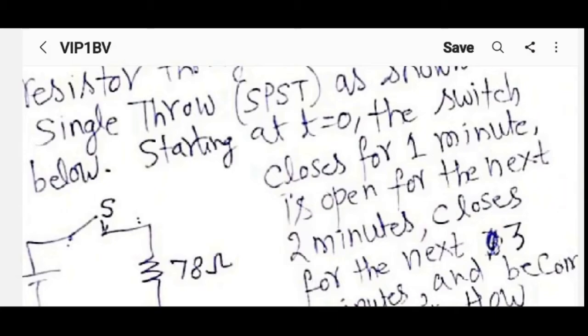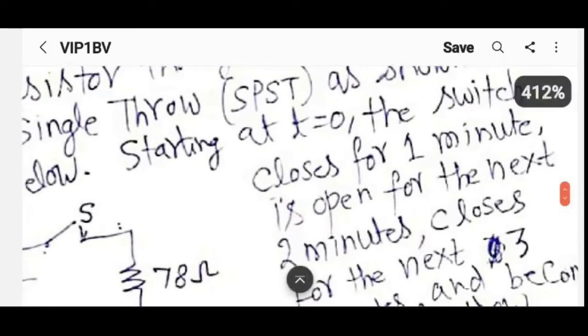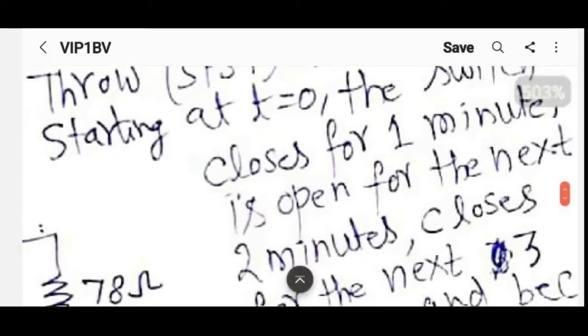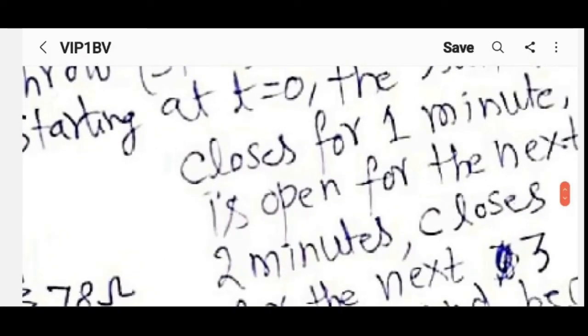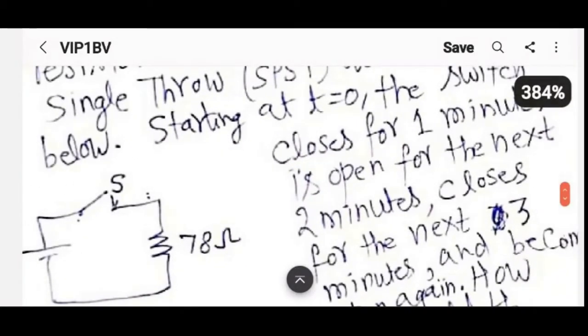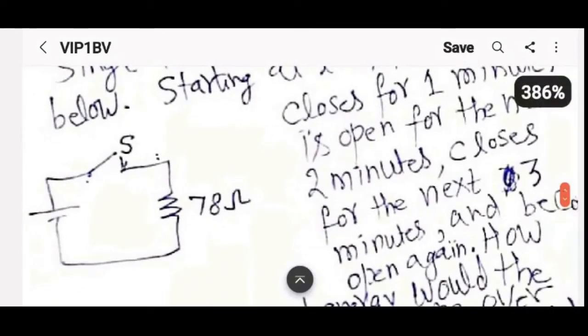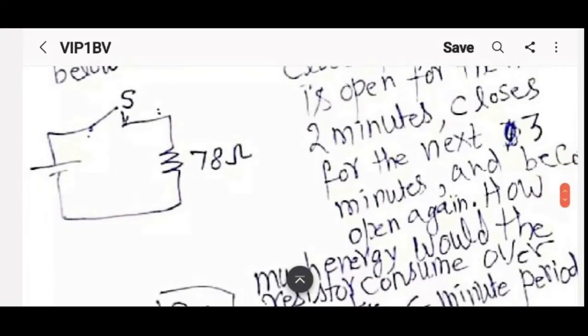At time equal to 0, the switch closes. Initially it was open. Let's assume that in the beginning it was open, and at t equal to 0, the switch closes for 1 minute. That means 60 seconds. Then it is open for the next 2 minutes. That means for the next 120 seconds, it's open. Then it closes for the next 3 minutes. And finally, it becomes open again.